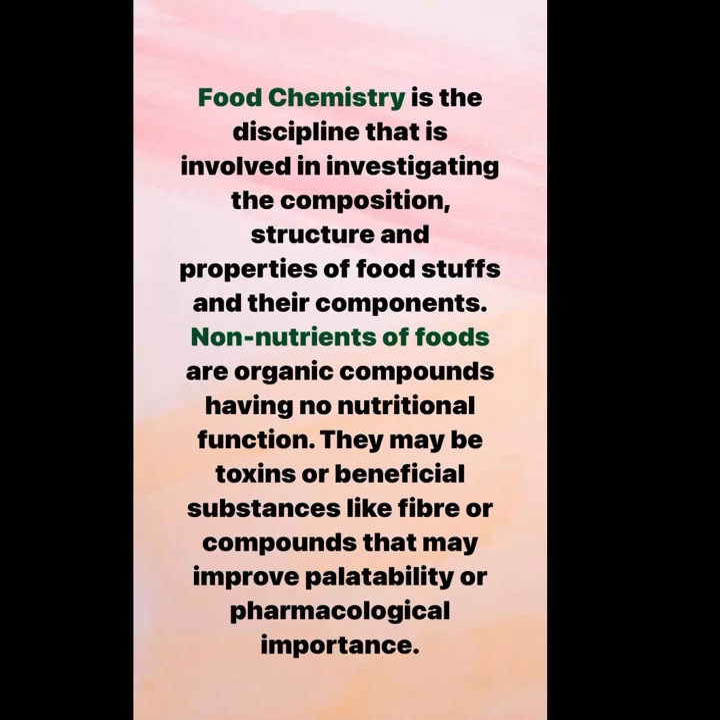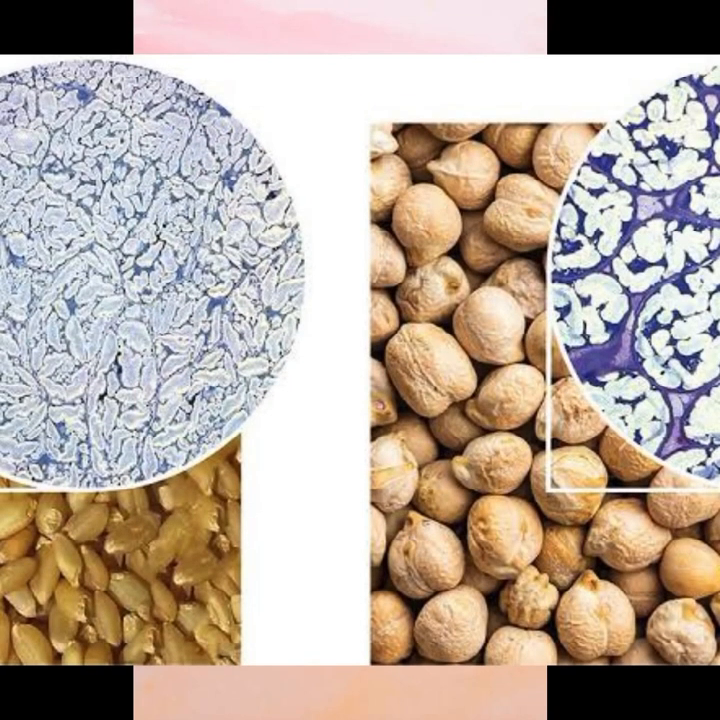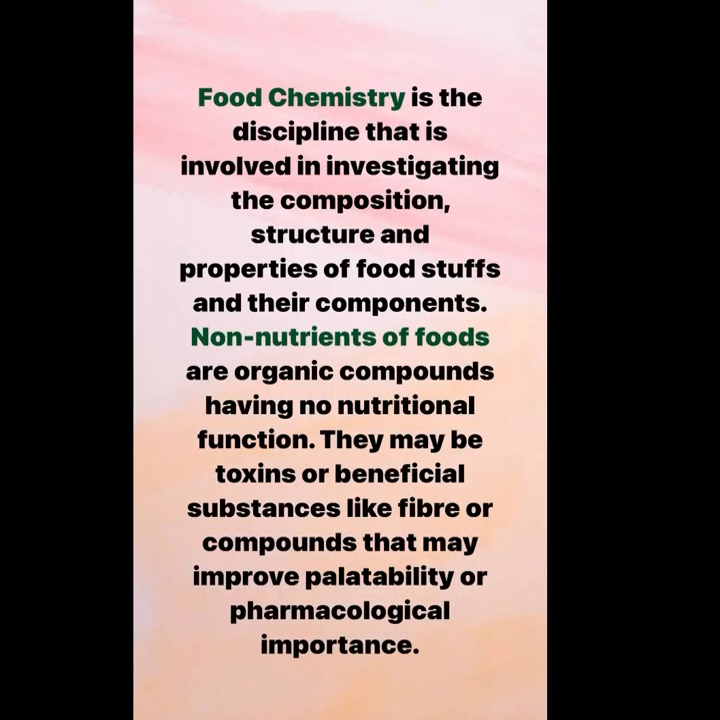Non-nutrients of foods are organic compounds having no nutritional function. They may be toxins or beneficial substances like fiber, or compounds that may improve palatability or have pharmacological importance. For example, non-nutrient substances like fiber. Fiber is useful in digestion, but it is not a nutrient. It's a non-nutrient of food, but it is useful. Sometimes non-nutrient substances may be harmful or they may be useful. Like fiber is used for digestion and palatability, or it may have pharmacological importance.